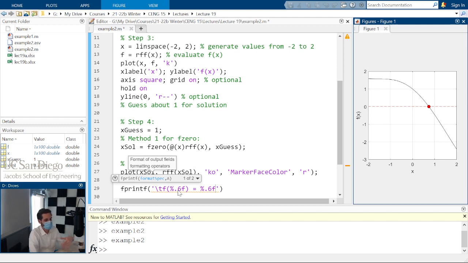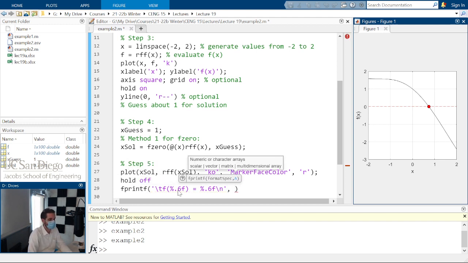And then we always want to start, at least with fprintf, a new line after print, so we say \n. That just moves the cursor down to the next line. And then what are the numbers that go in there? Remember, the input order here matches the order in our format spec. So the value that we want inside of there is our root, so that's xsol. And then RFF of xsol goes here.